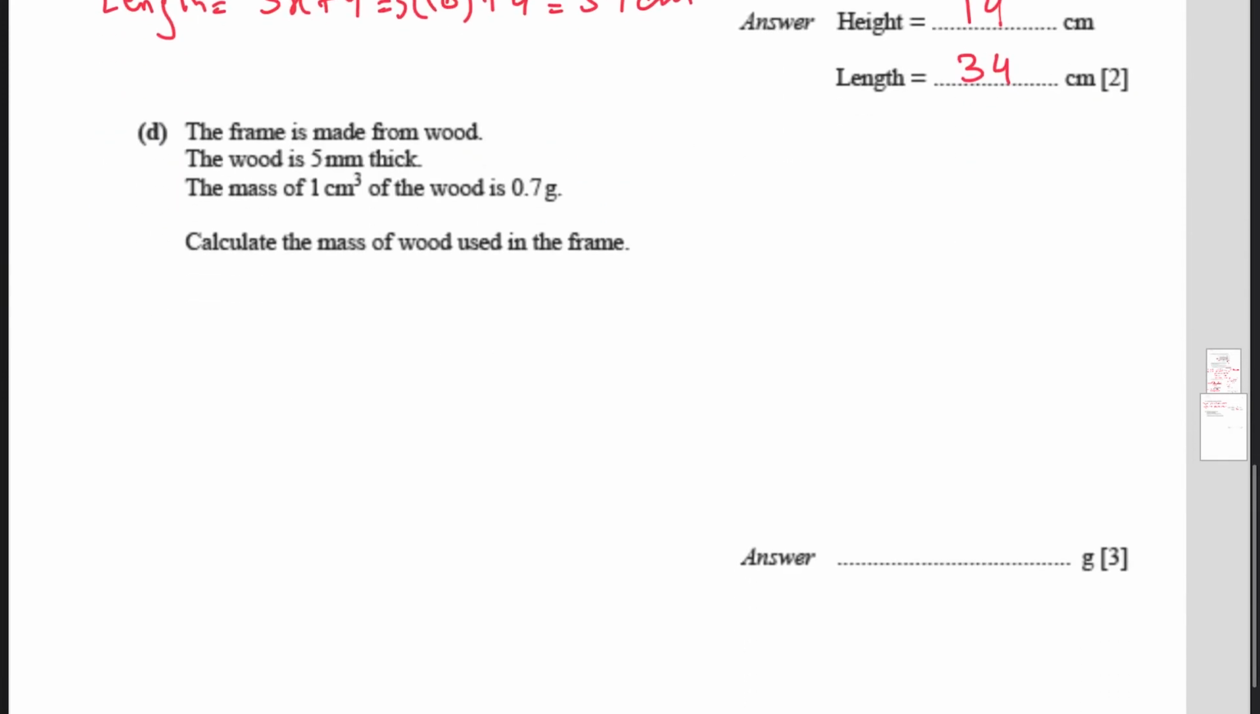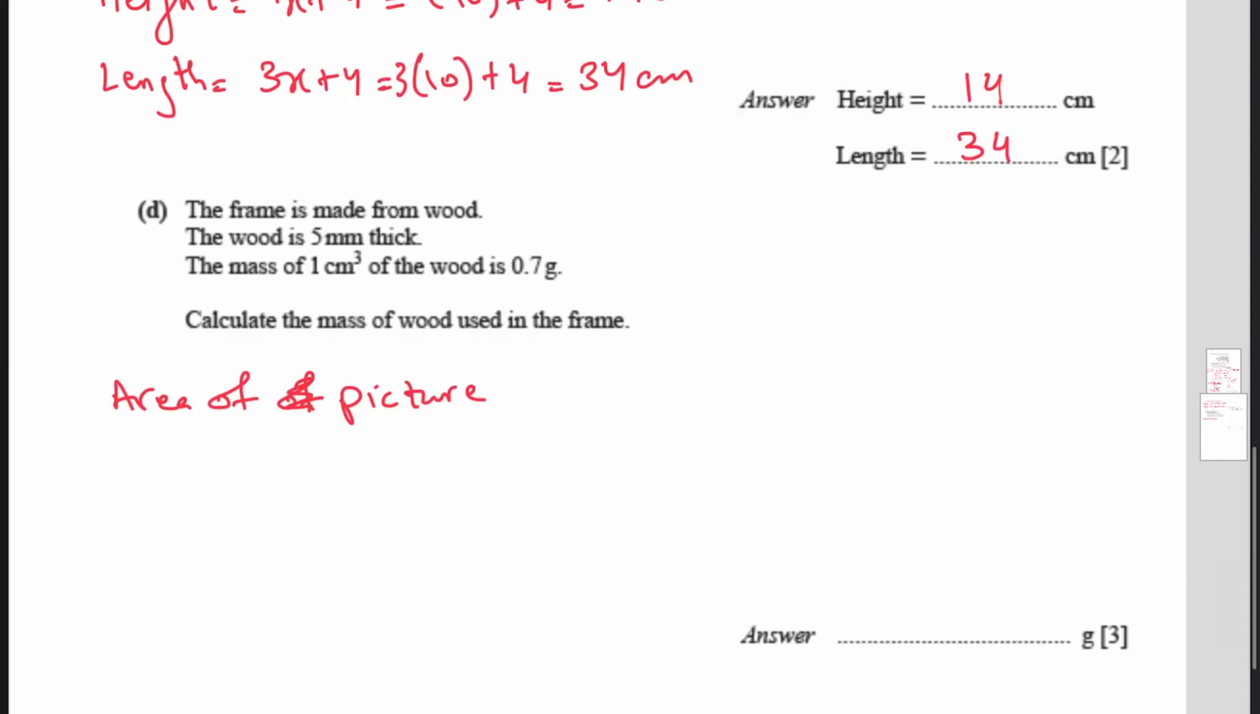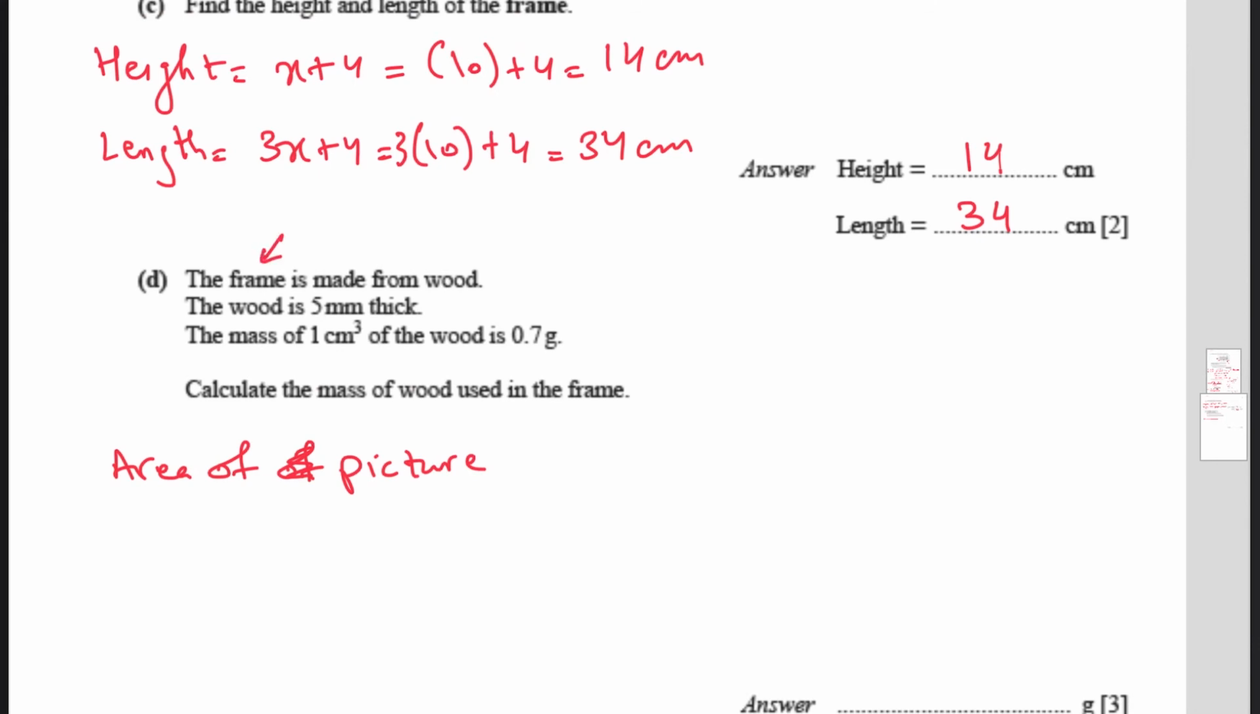Okay. The next part of the question says the frame is made from wood. The wood is 5 millimeters thick. The mass of 1 centimeter cube of the wood is 0.7 grams. Calculate the mass of wood used in this frame. First of all, we need to find the area of the frame, that is solely the part of the frame without the picture. So first we need to find the area of the picture so that we can subtract it from the area of the frame.